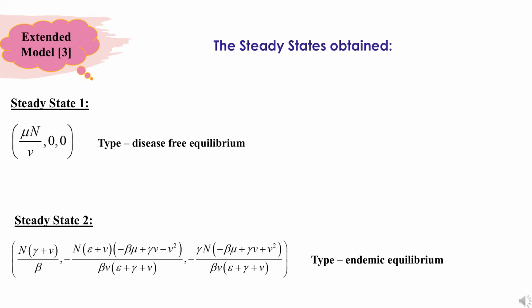Based on the outputs from Mathematica, we found that there are two types of steady states, which are disease-free equilibrium and endemic equilibrium. Notice that the disease-free steady state for this model 3 is the same as in model 2, whereas here the endemic steady state has more parameters.